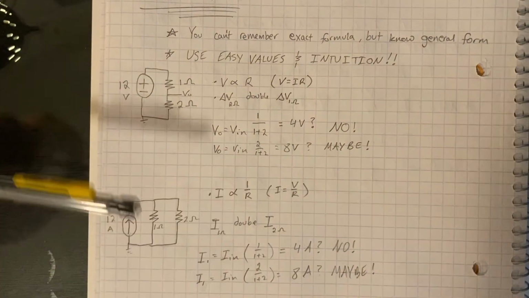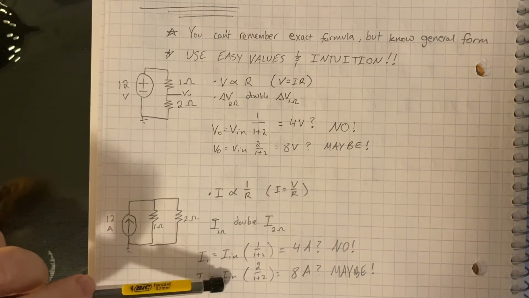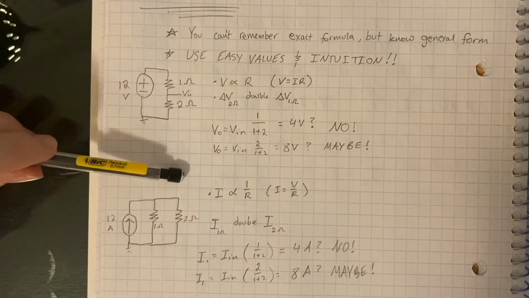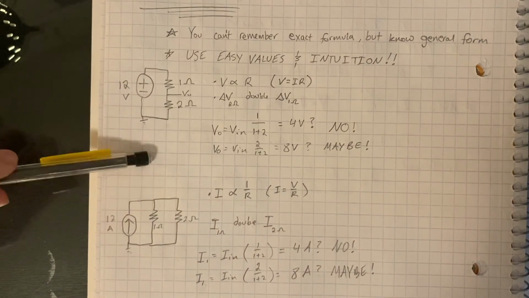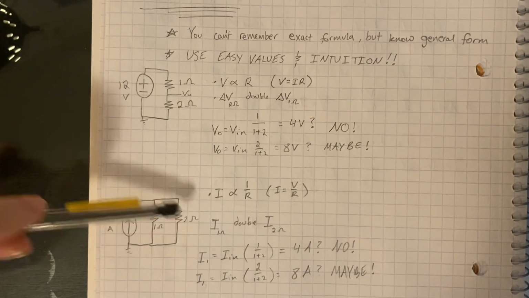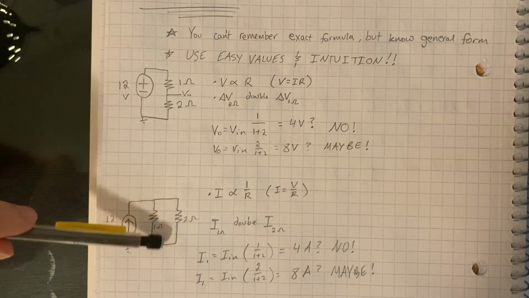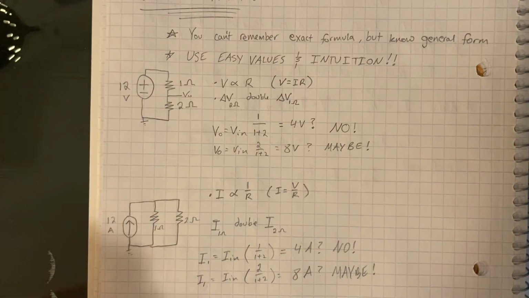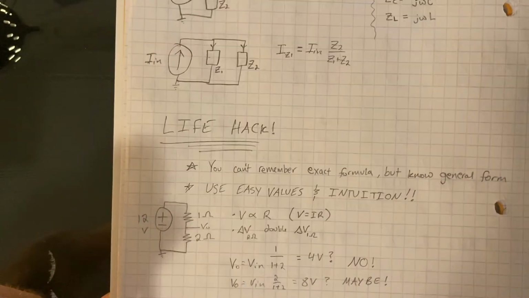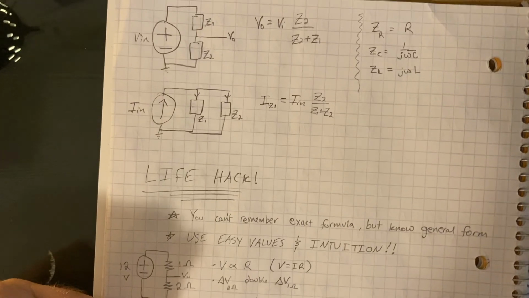So let's try again. And maybe I1 is IN times the resistance not in question over the sum. We get 8 amps. Okay, that makes sense. We're getting twice. If this was 8, this could be 4. This would be twice. Yeah, that makes sense. Now we're getting back to the 12 we want. So yeah, in conclusion, trust your intuition and stay tuned for another video on complex impedances and frequency dependence.